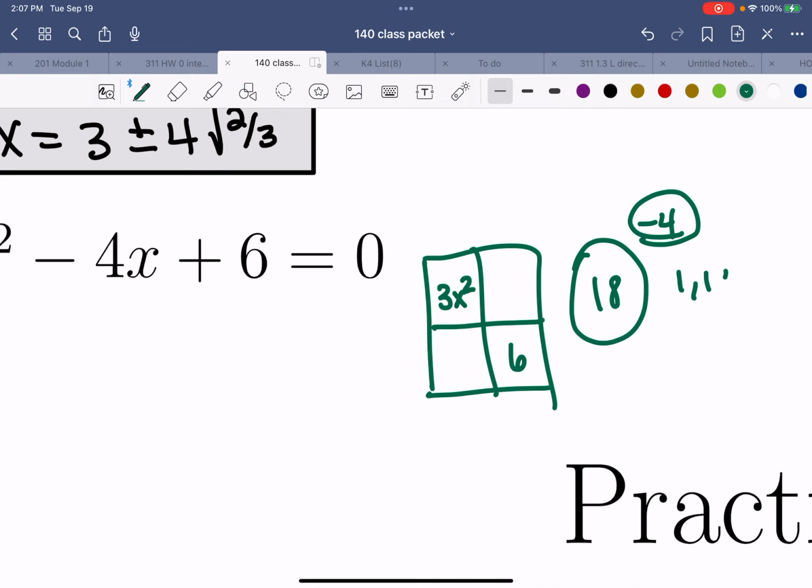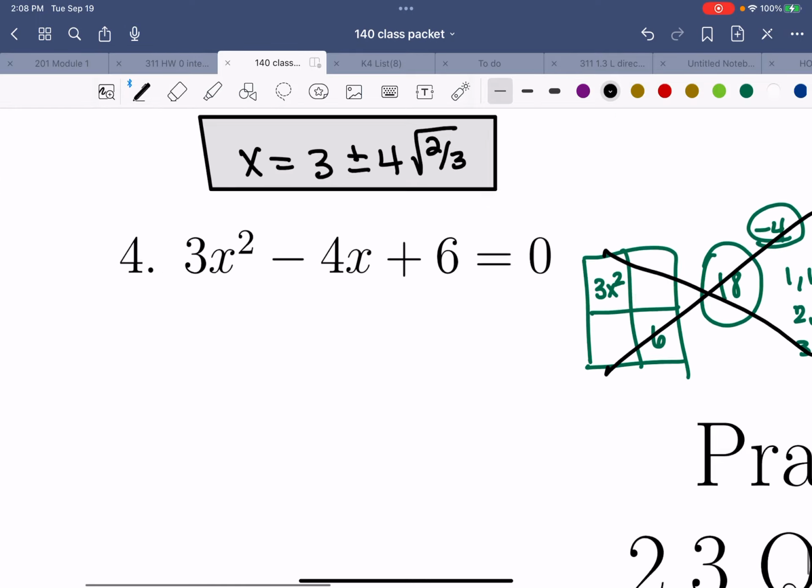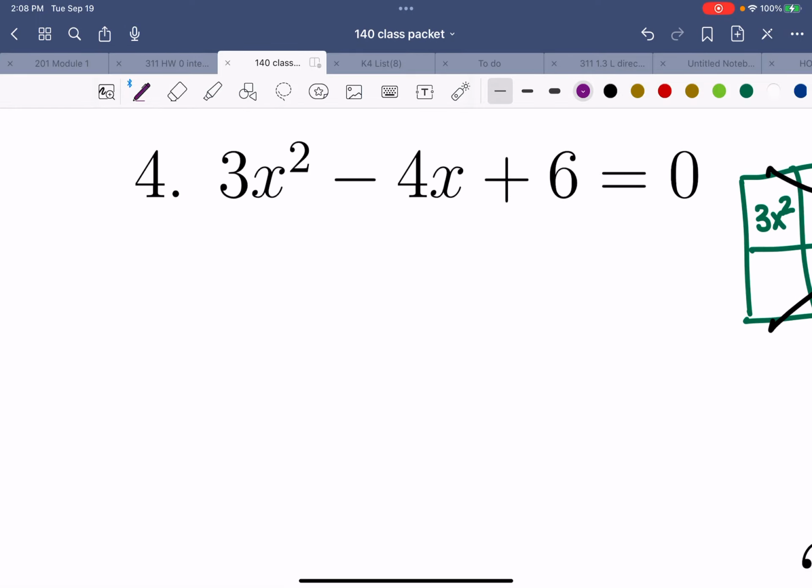So that would be 1 and 18, 2 and 9, 3 and 6. 4 doesn't go in, 5 doesn't go in. So those are my only 3 options, and none of those, whether you add or subtract, is going to give me 4. So I can't factor. So I'm going to go right to the quadratic formula. That means my a is the number in front of the x squared, which is 3. My b is the number in front of the x, so negative 4. And my c is the constant term, so 6. Keep in mind this has to be solved for equal to 0 for this to be true.